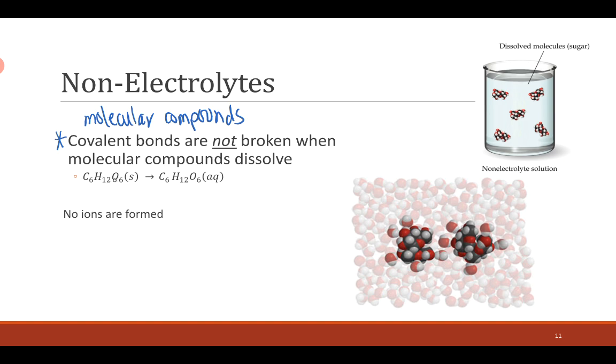So this is glucose's chemical formula. And if we put solid glucose in solution, it's going to stay as glucose. It's just not going to be aqueous. There's no ions formed here. So if you look at a chemical formula and you can identify it as a molecular compound, then you'll classify it as a non-electrolyte.